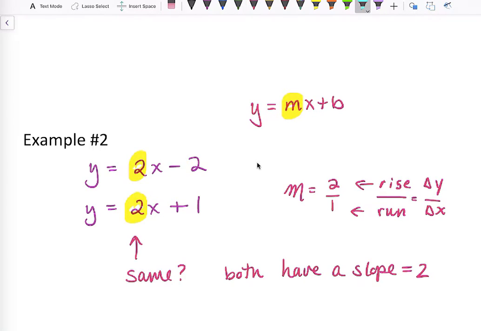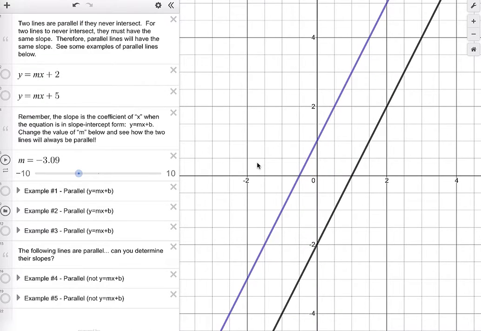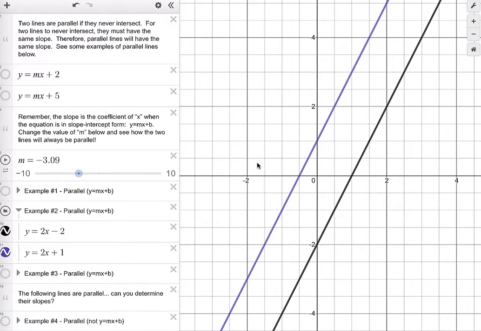The first equation has a y-intercept of -2, and the second equation has a y-intercept of +1. So let's go ahead and look at that. For example 2, we've got these two equations. 2x minus 2 is the black one. You can see the y-intercept is -2, and the purple equation has a y-intercept of +1. And you can see they have the same slopes, and they are parallel. Visually, we can verify that, and we can even pick points out. We can go right 1, up 2, right 1, up 2, and we'll hit successive points on each of those lines.